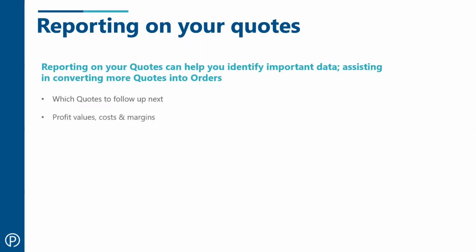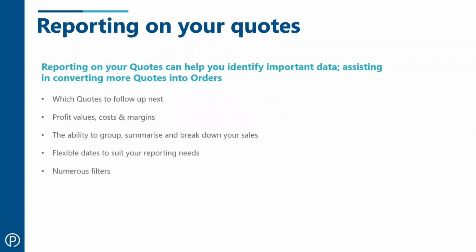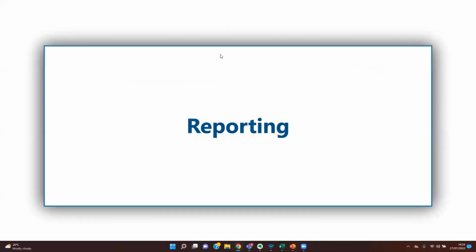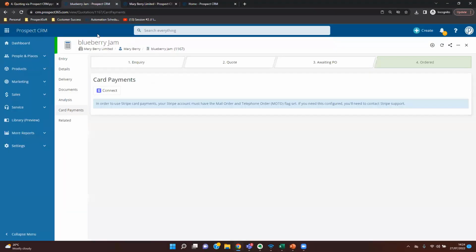We can give you an idea on which quotes to follow up next, in terms of when it was created. If it's outstanding more than a month, they can be chased. Give you an idea on margins and profit values, summarize and break down and group those quotes up by various different factors and fields within Prospect, flexible dates, and obviously numerous filters as well. So I thought I'd just show you them instead of sat here waffling. Let me go into our reports and I'll show you a couple that I've made.